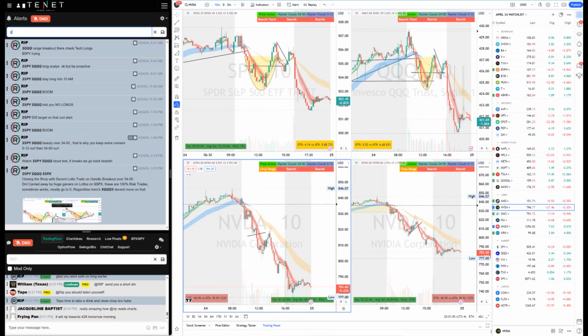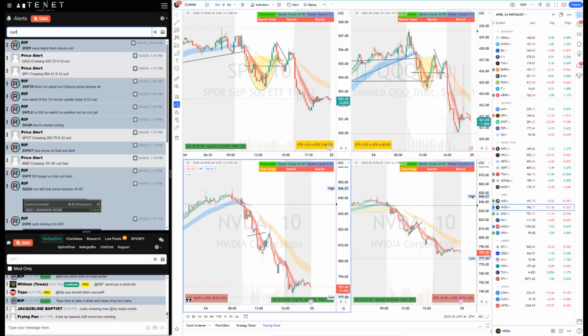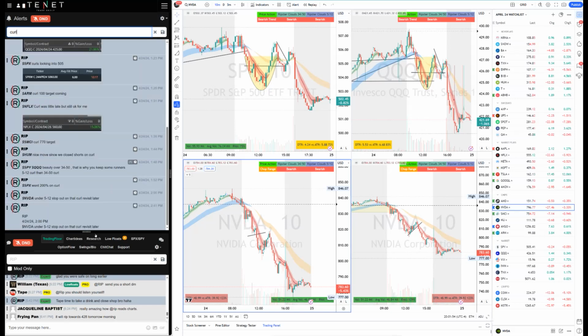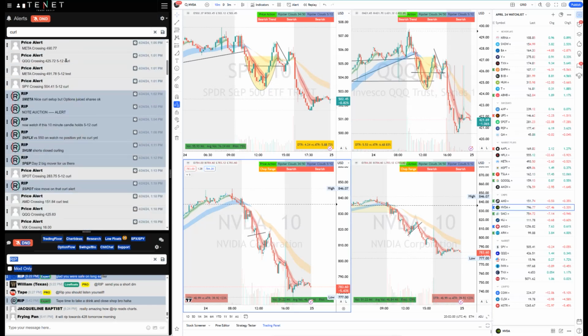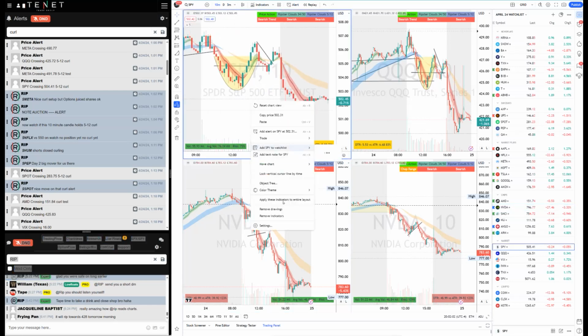I want to show you those price alerts on the curl. So let's go and see that. So you see that this was the curl setup, right? 425. So we shorted it. Let me clean it up for you guys.